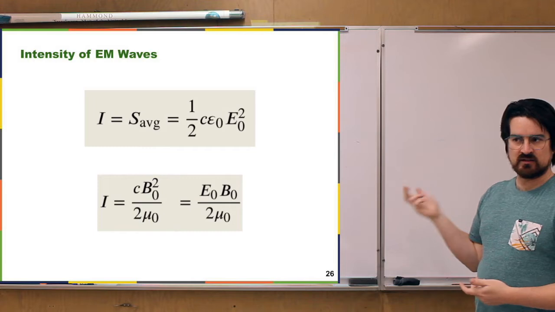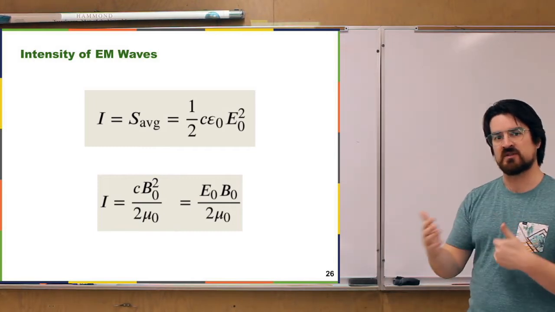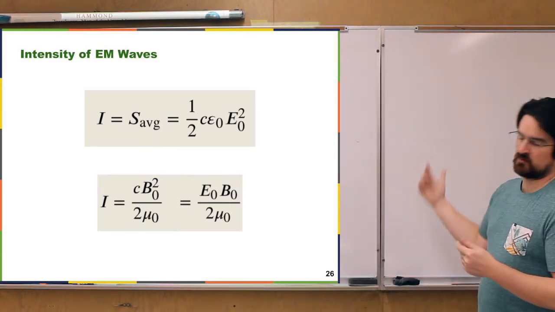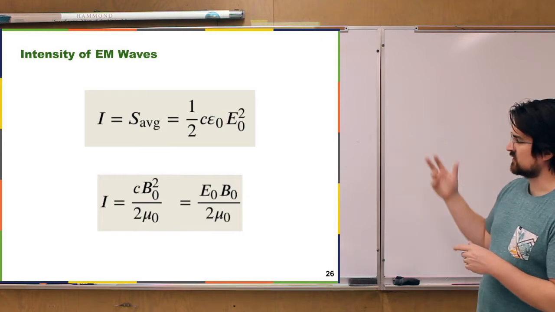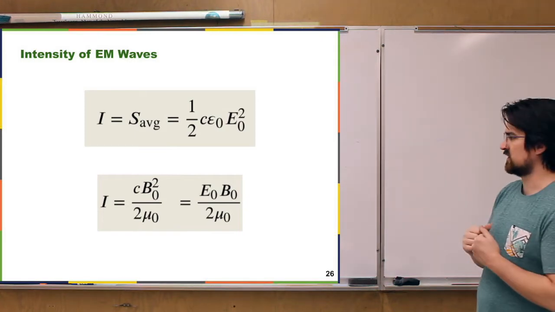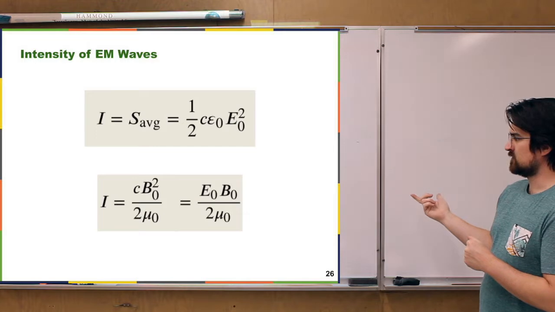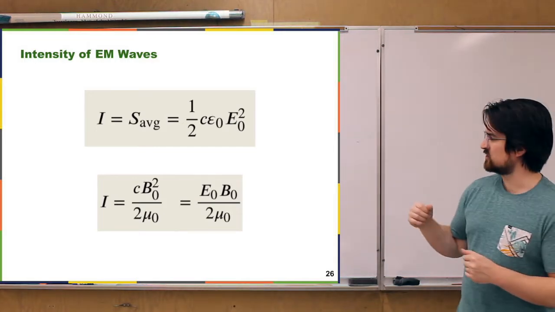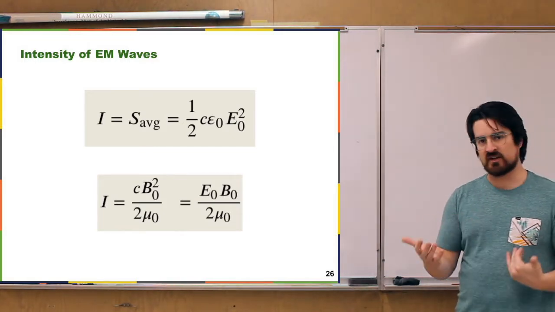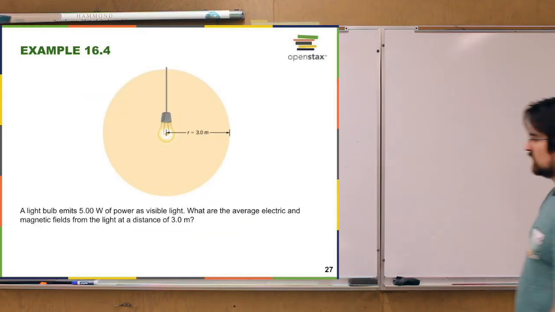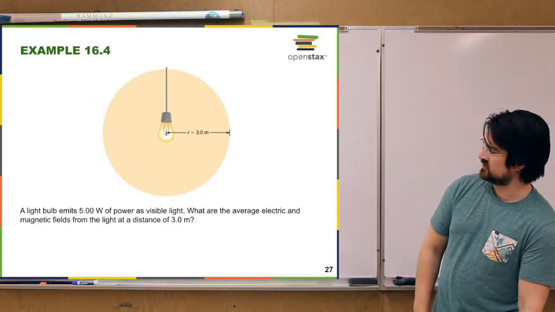And given that the electric field and magnetic field are related by the speed of light, we can also rewrite the intensity, or the average of the magnitude of the pointing vector, I should say, in these other ways, with the magnetic field amplitude, or if you want the electric field amplitude and the magnetic field amplitude. All right, so time for an example.